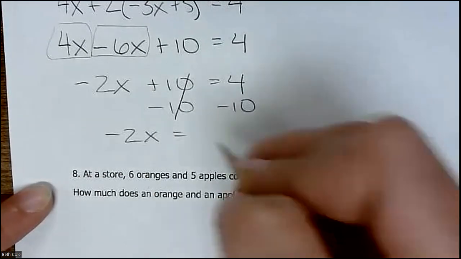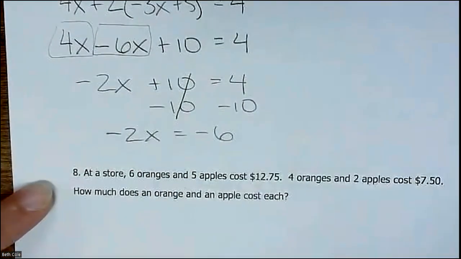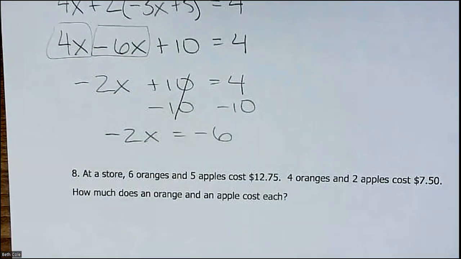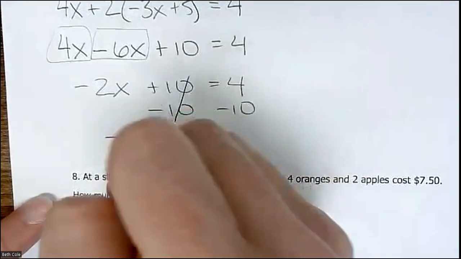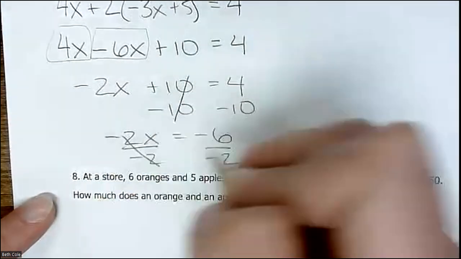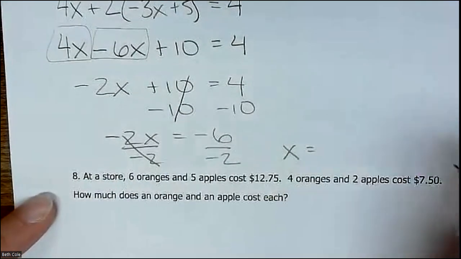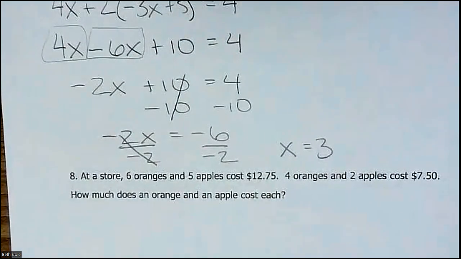-2x would equal 4 minus 10, which is -6. And then your last step is divide by -2. The negatives cancel. And so you get +3.